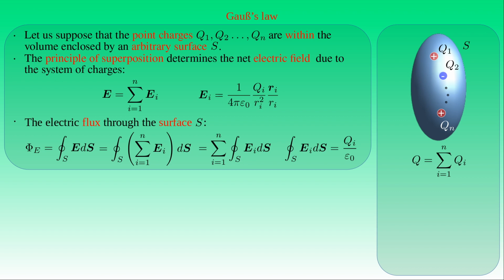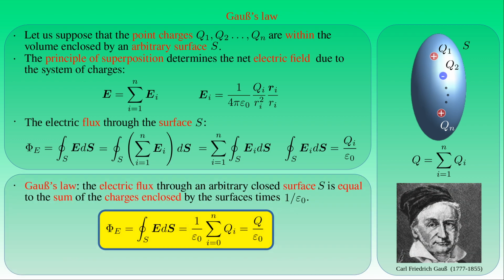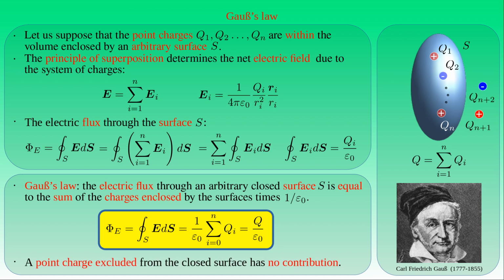If we substitute this equation into the sum, we will obtain Gauss's law, which is related to Gauss's theorem proved by Carl Friedrich Gauss, and states the following. The electric flux through an arbitrary closed surface S is equal to the sum of the charges enclosed by the surface, times 1 over ε₀, that is the total charge Q within the volume enclosed by the surface, times 1 over ε₀. If a point charge is outside the closed surface, then it has no contribution to the electric flux through the surface.